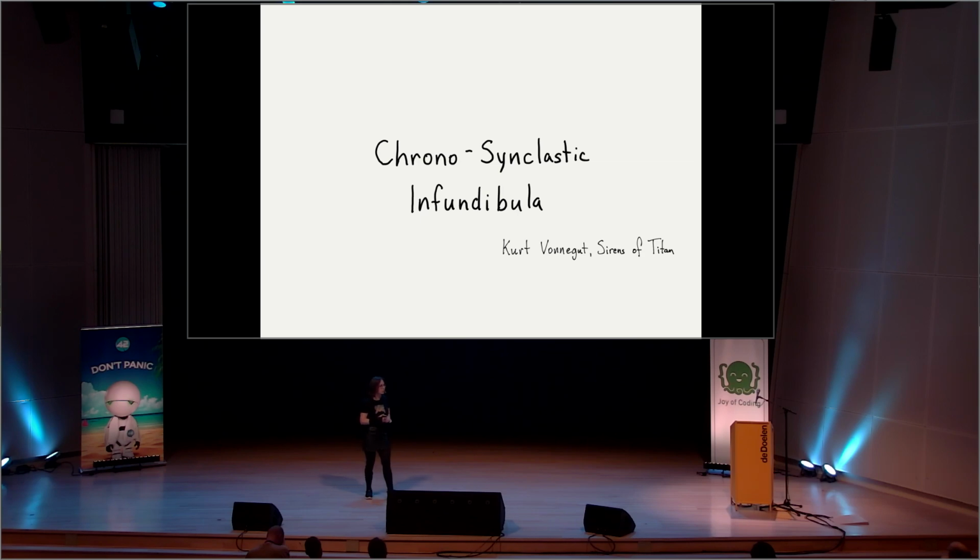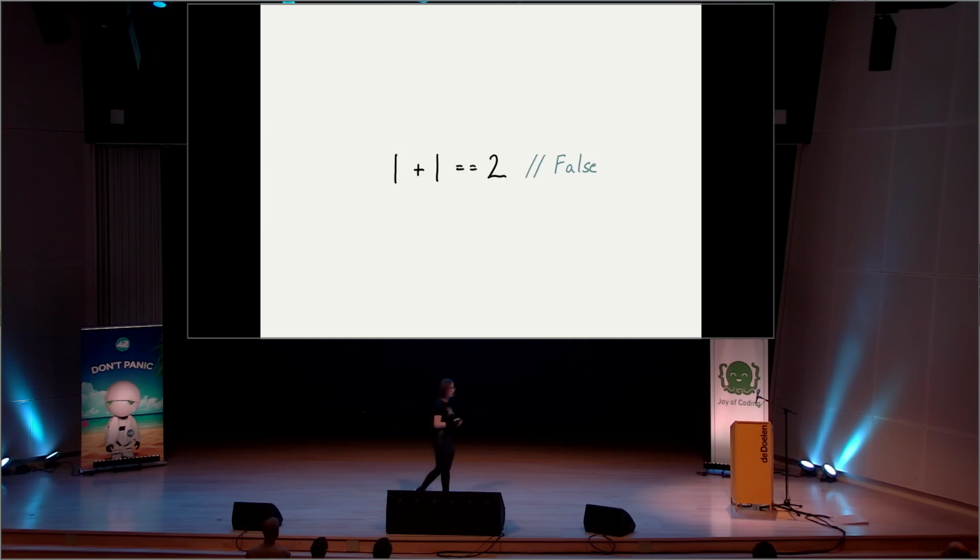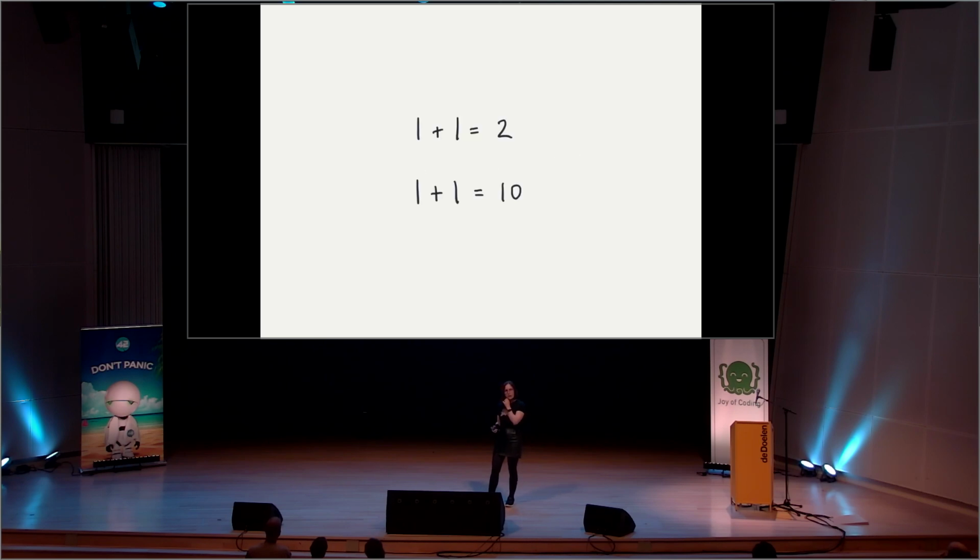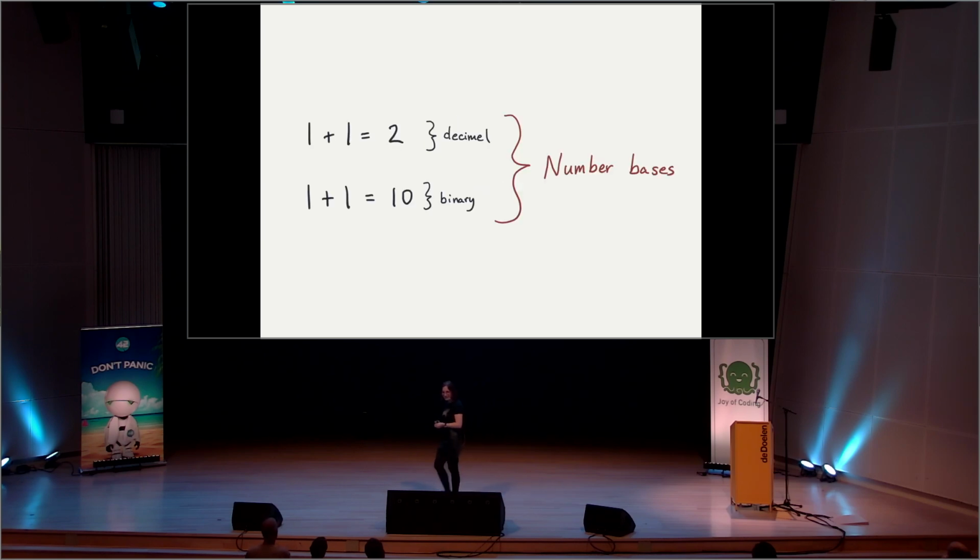Let's consider this in one area which all of us are likely quite familiar with, which is mathematics, in the case when 1 + 1 does not equal 2. How can this be false? Well, it can be false if it equals 10. And in this case, we're talking about number bases. So we have decimal, binary.